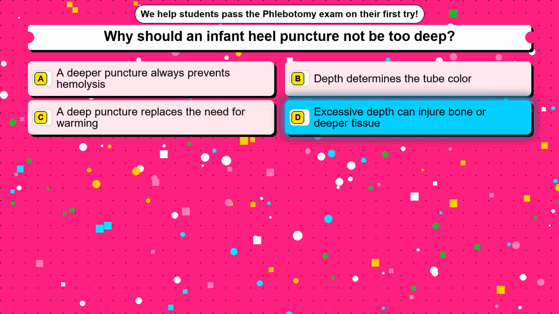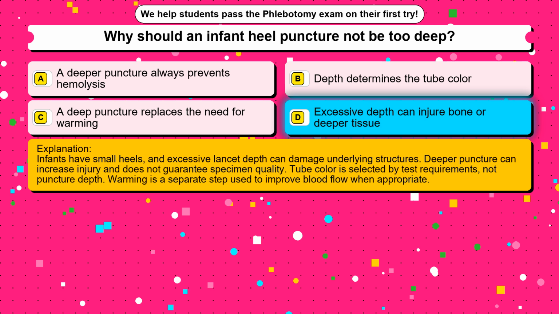The correct answer is option D. Excessive depth can injure bone or deeper tissue. Infants have small heels, and excessive lancet depth can damage underlying structures. Deeper puncture can increase injury and does not guarantee specimen quality. Tube color is selected by test requirements, not puncture depth. Warming is a separate step used to improve blood flow when appropriate.